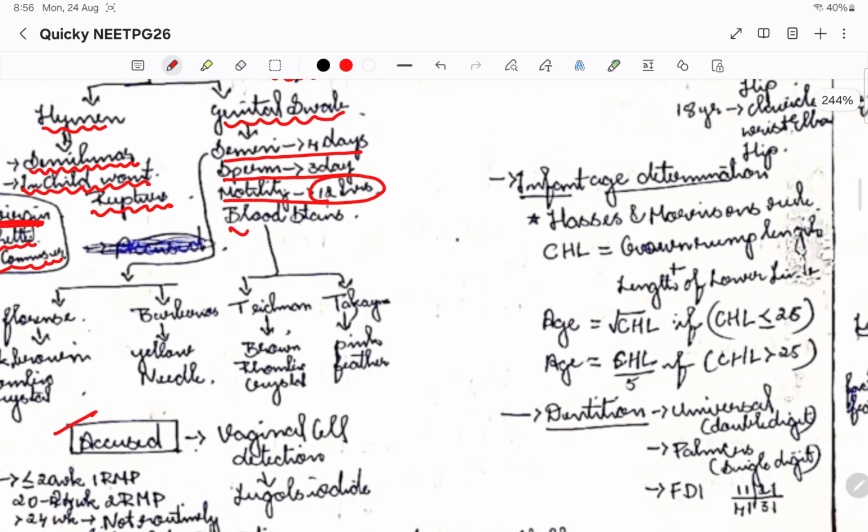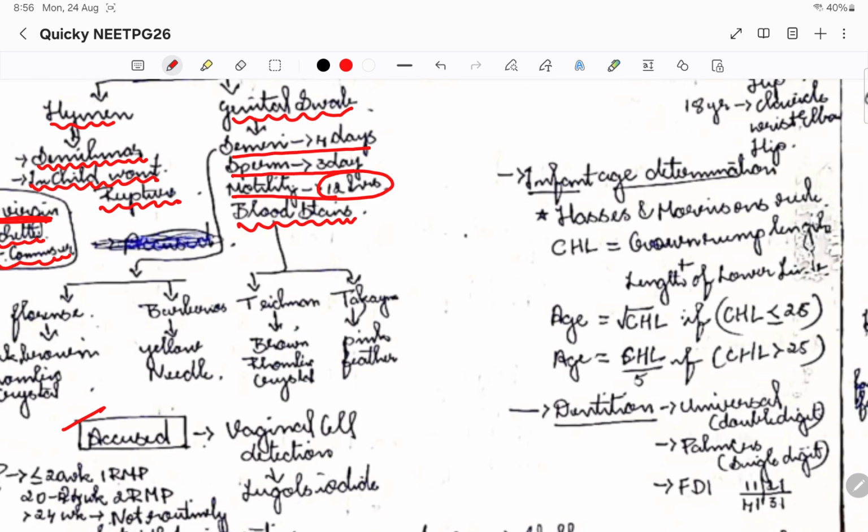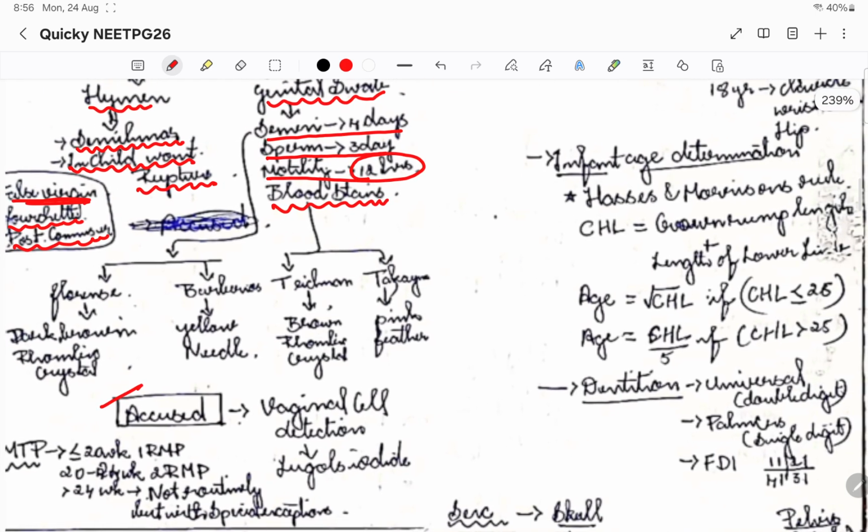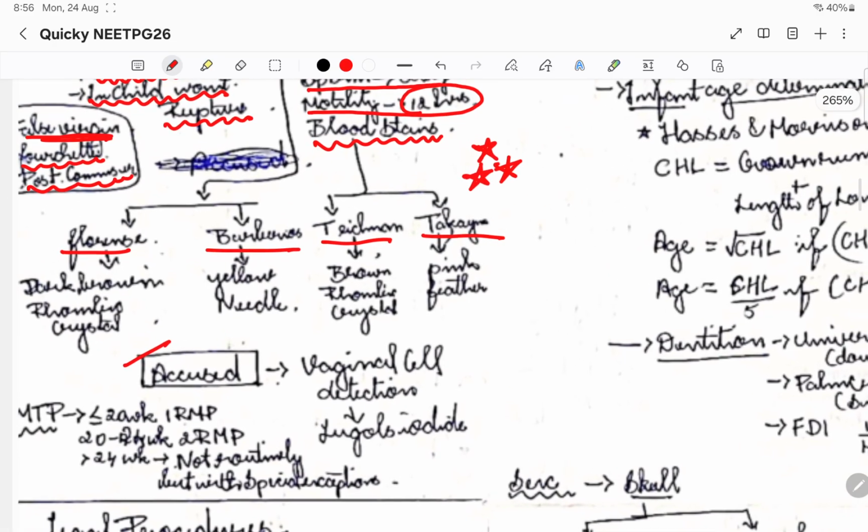Then coming to blood stains, we'll discuss semen examination and blood examination. There are four types of examination. For semen, it is going to be Florence test and Barberio's test, whereas for blood stain it is going to be Teichmann test and Takayama test. Please remember these four names, as the differentiation has been asked many times in previous years. This is a previous year question, so please paste it in your sticky note.